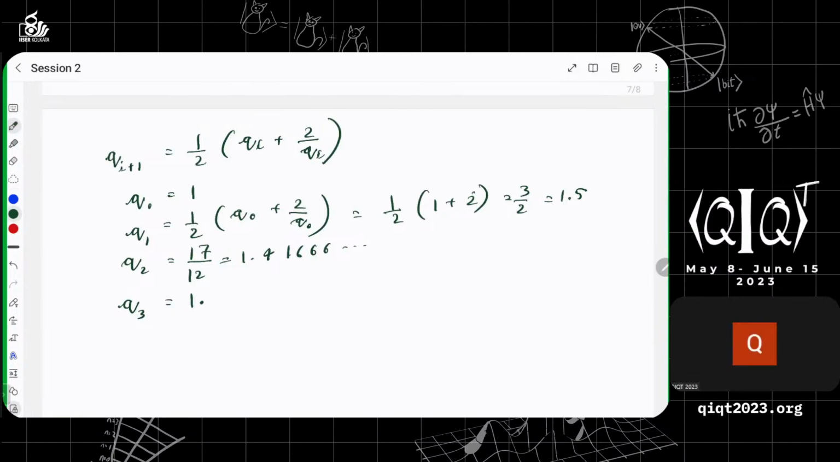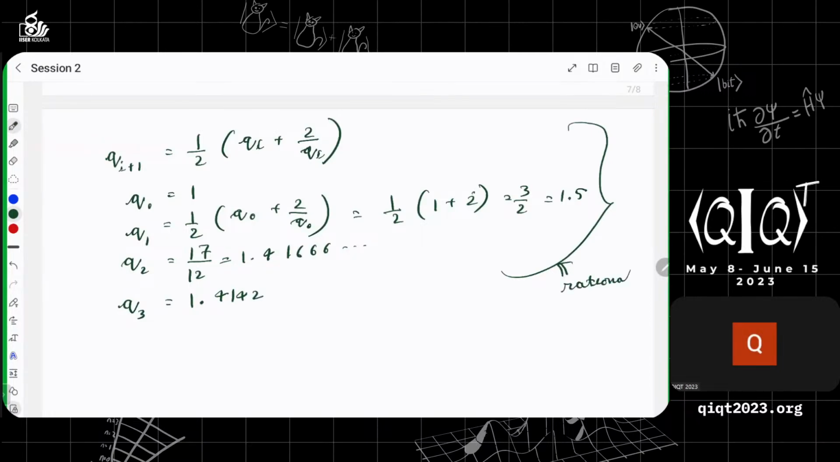Maybe q3 would be 1.4142, and all these are rational numbers also.